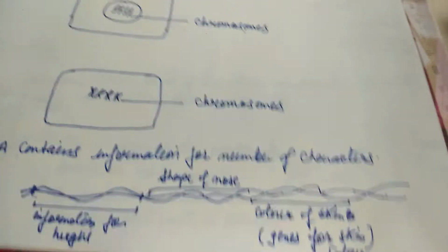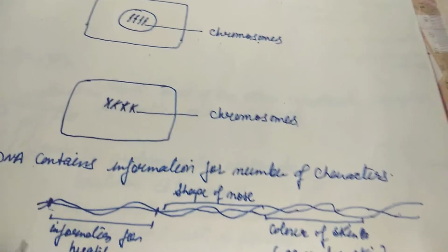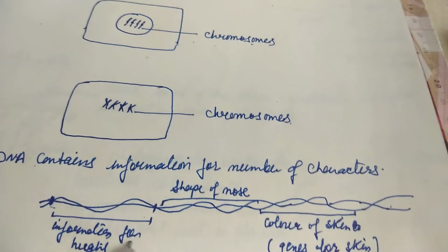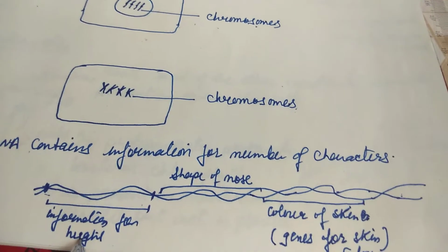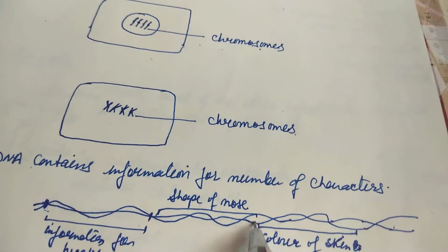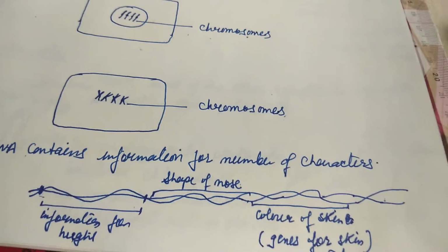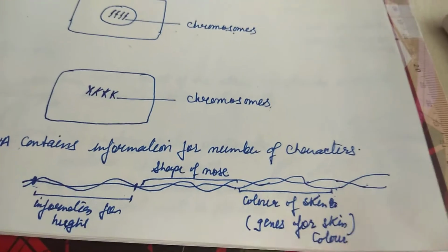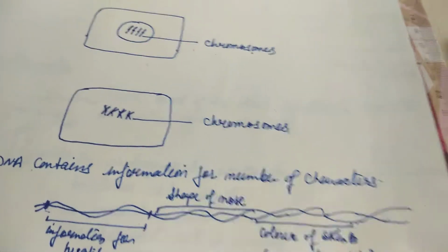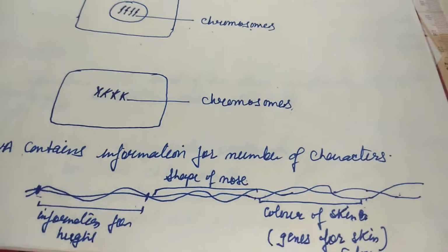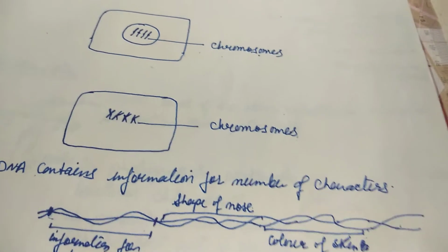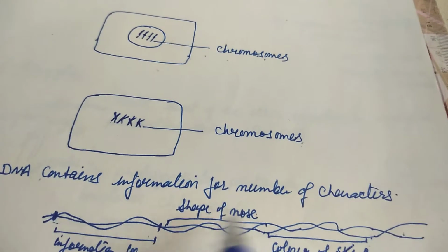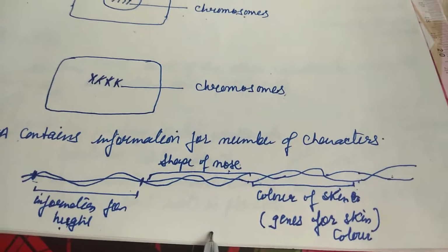And how? Like this is a DNA. Suppose from here to here, this length of DNA carries information for the height of that particular organism. And suppose from here to here, it carries information for the shape of the nose. From here to here, this length of DNA carries information about the color of skin, and so on. There are a number of characters, and we have taken a few. So what is this length of the DNA called, which carries information for a particular character, like height, shape of nose, color of skin? We call this genes.